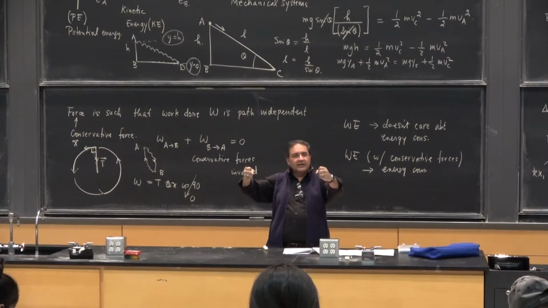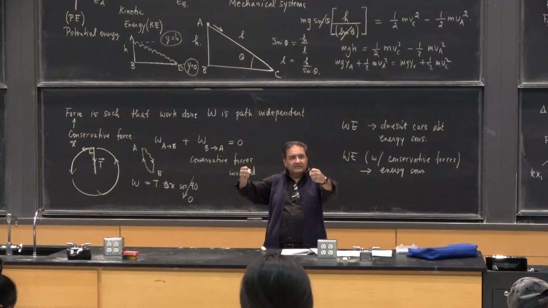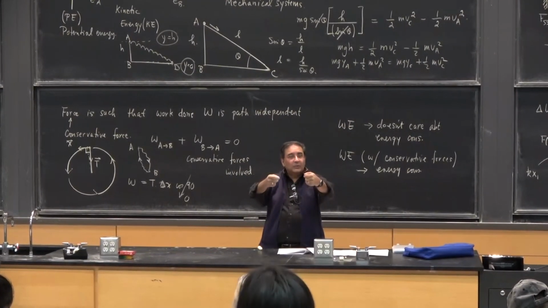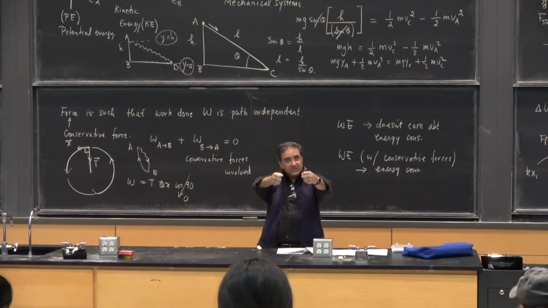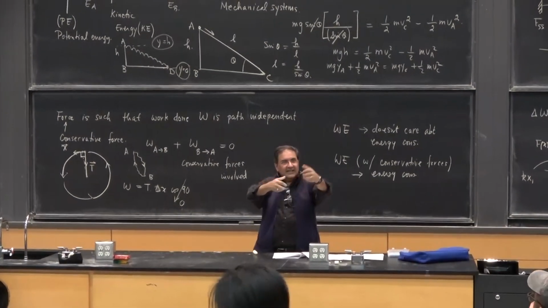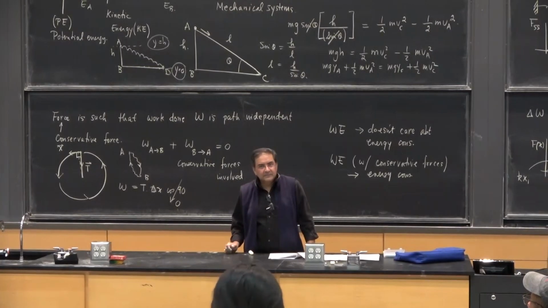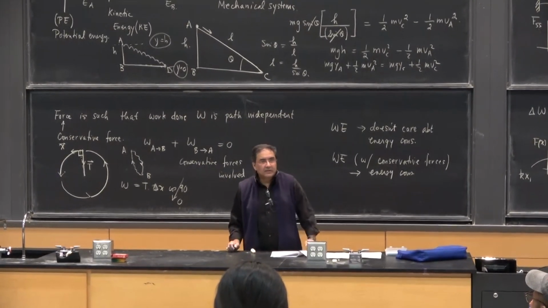Now, it also allows me to find the velocity at any other position, because as long as I know what the position is, I can calculate the potential energy in that position. And since I know the total energy, I can calculate the kinetic energy and hence the velocity. All right, let's go to the quiz.